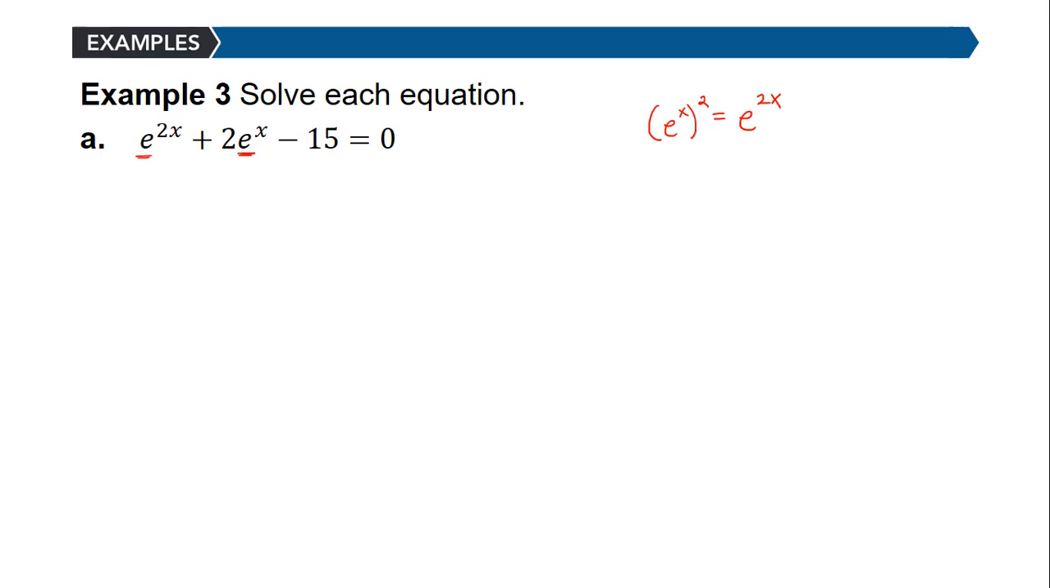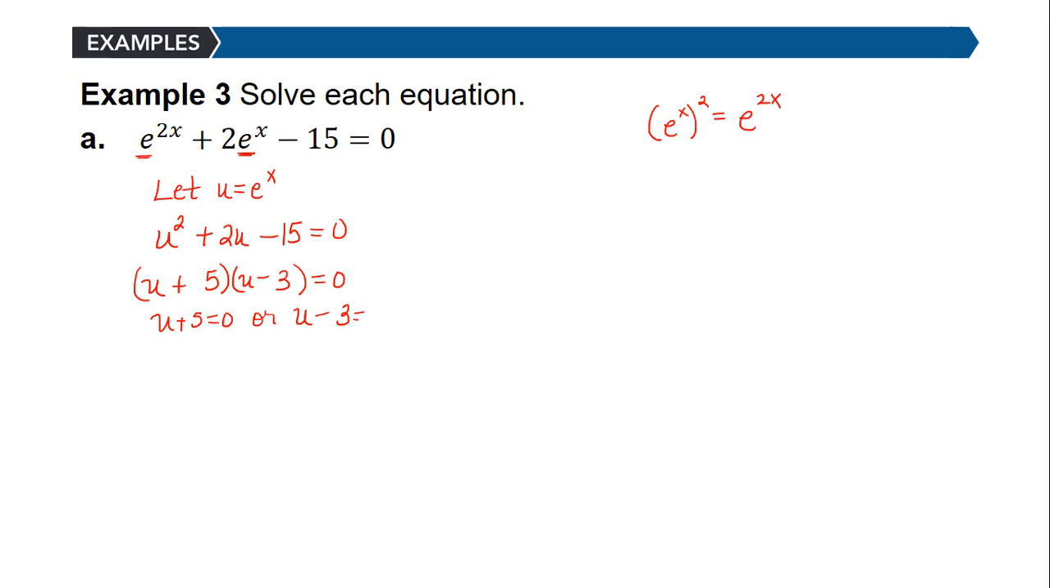And so if we let u equal e to the x, we would actually get this when we make the substitution: u squared plus 2u minus 15 is equal to 0. And now we can solve this by factoring. The factors of 15 whose difference is 2 are 5 and 3. And we need a plus 5 and a minus 3. So we get that u plus 5 is equal to 0, or u minus 3 is equal to 0, which gives us u is equal to negative 5, or u is equal to 3.